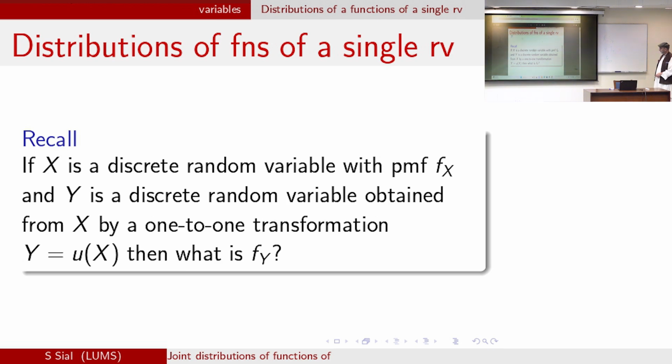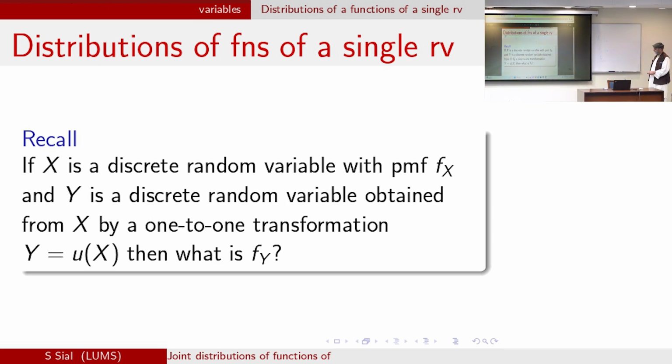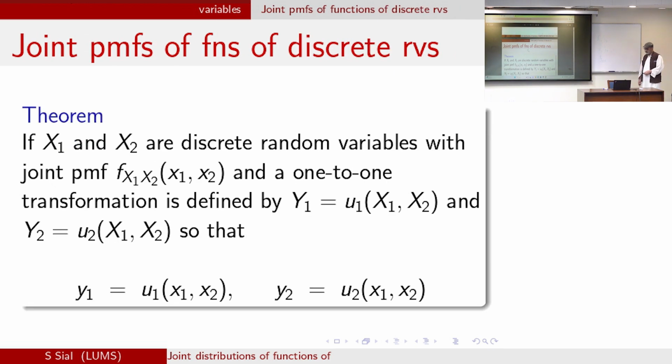Now, we would also want to be talking about functions of random variables. We remind you that if you have a random variable x, and you create a new random variable y by taking some function u of x, and if u is 1 to 1, then we had a way of working out what the PMF for y was. So what about if you have two random variables? If x1 and x2 are two discrete random variables, and they get turned into new random variables y1 and y2, so y1 is a function u1 of x1 and x2, and y2 is a function u2 of x1 and x2, then what is the new PMF?